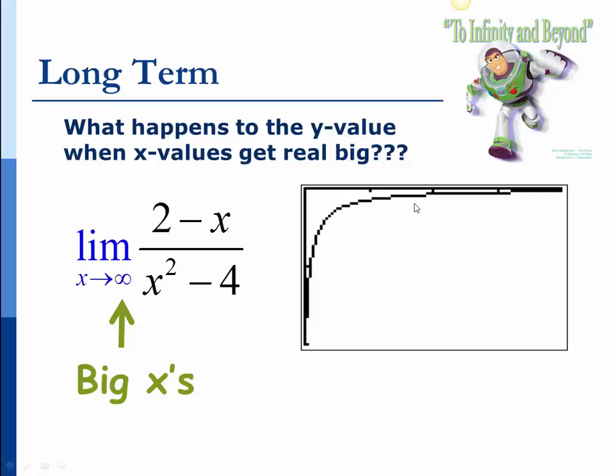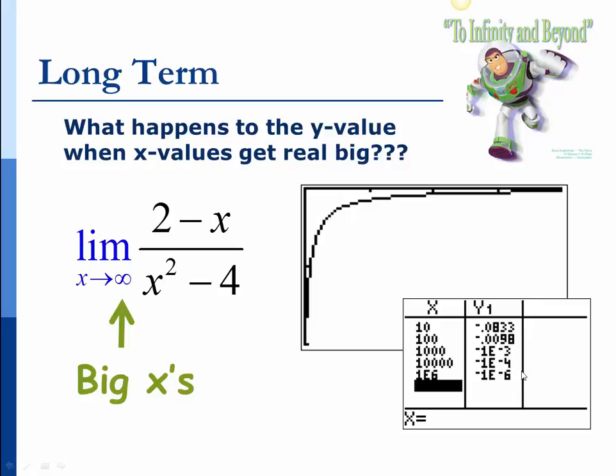And so this graph appears to be leveling off, and it appears to be leveling off at a y value of 0. Okay, and so that's what's happening here. And this one has a limit, and the limit's going to be 0.